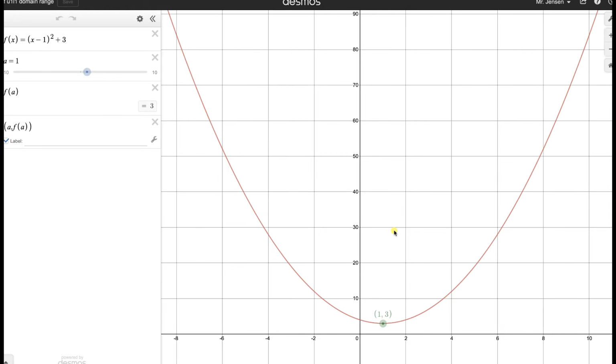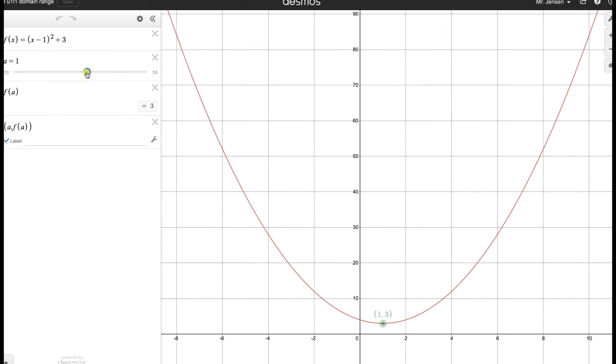Now, when we're thinking about the domain of a function, we're thinking about what x values I could input into the equation and have it give me a y value. Well, if we look at this equation right here, we can plug anything we want in for x. There are no restrictions on what we could plug in for x. Any value of x we plug in, it'll be able to output a value of y for us.